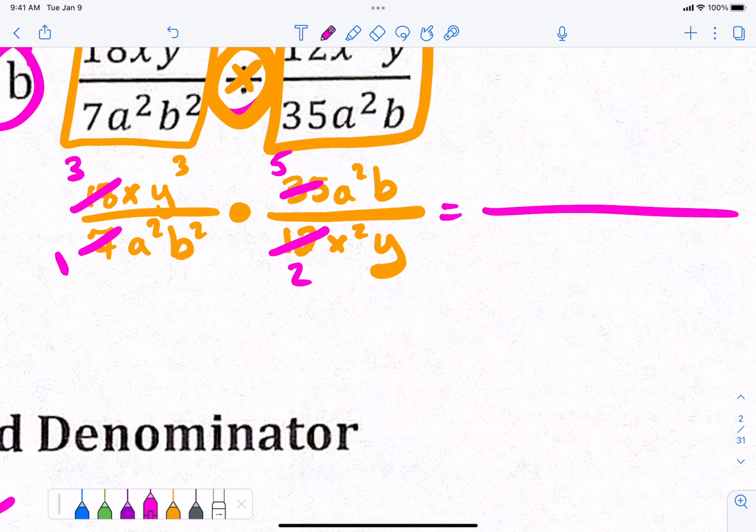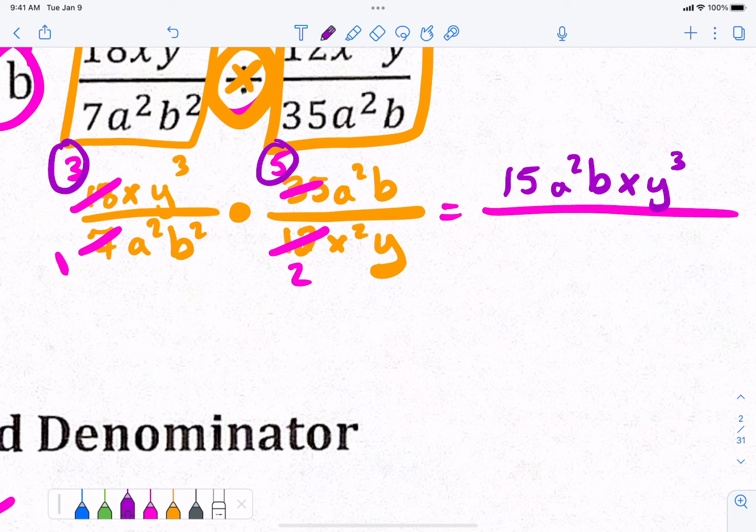That's what I do. You are more than welcome to cancel things here, but it just makes it really messy if it's a lot of canceling, and then people get lost. So on the top, what number do you have to begin with? 15. 3 and 5 makes 15. Okay. Let's go in order. So we go A squared B, X, Y to the third. On the bottom, the number that we have is 1 times 2, which is 2.